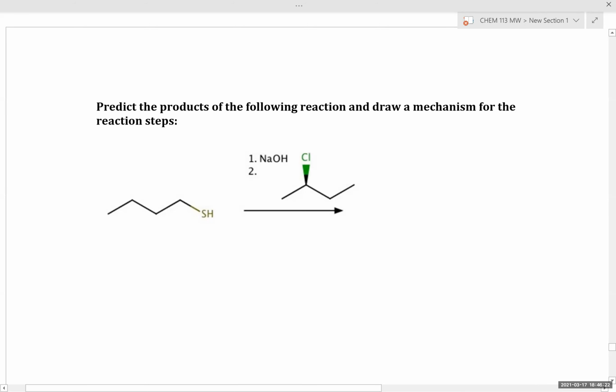So let's take about 3 minutes and let's try to draw out a mechanism for this reaction where we're taking a thiol and alkylating it to make a sulfide. And let's make sure the product is drawn with the correct stereochemistry.